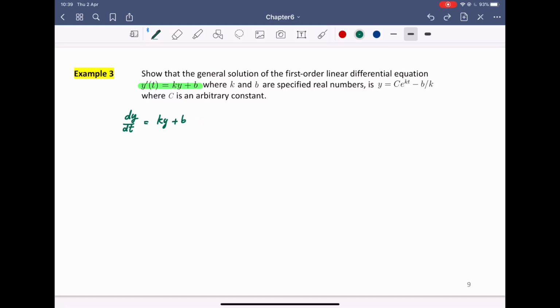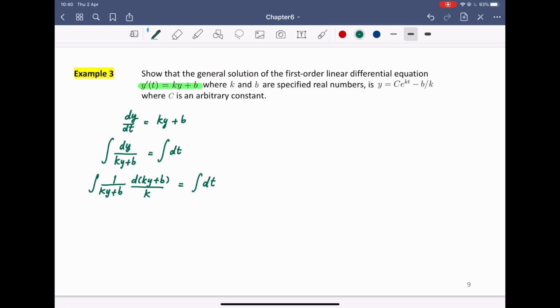In order to solve this, I'm going to move everything in terms of y to the left hand side and everything in terms of t to the right hand side. So I get dy over ky plus b equal to dt, and then you integrate on both sides. To integrate 1 over ky plus b dy, I write 1 over ky plus b, switch dy to d of ky plus b, and I need to have the constant k here, equal to dt.